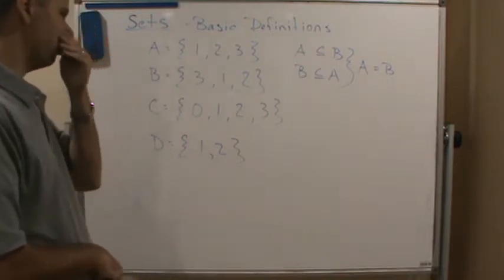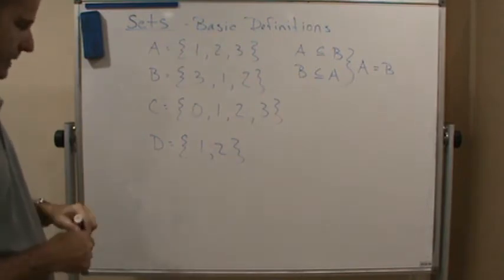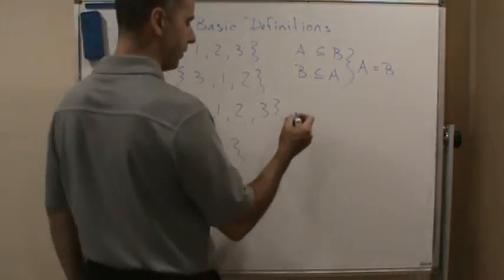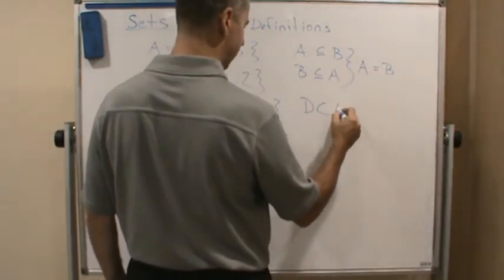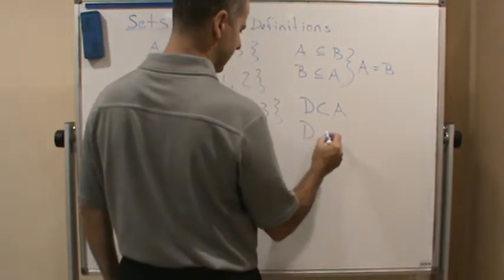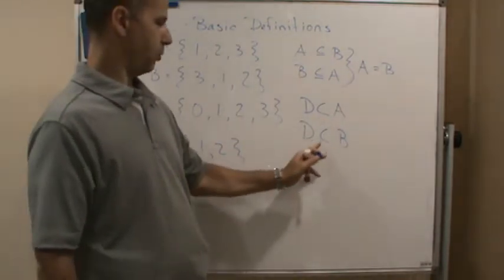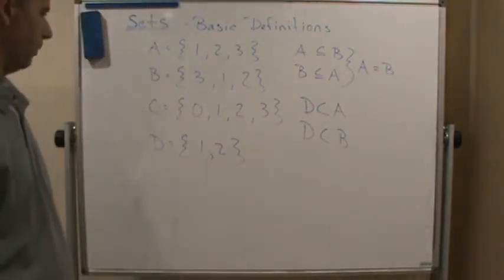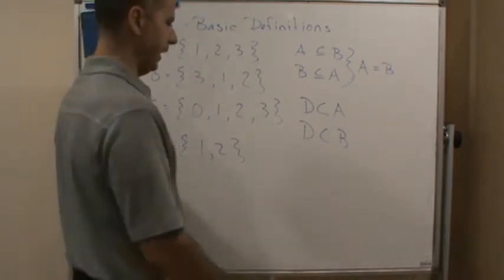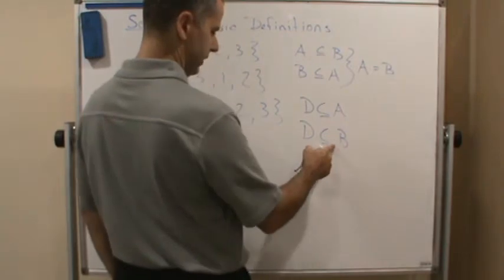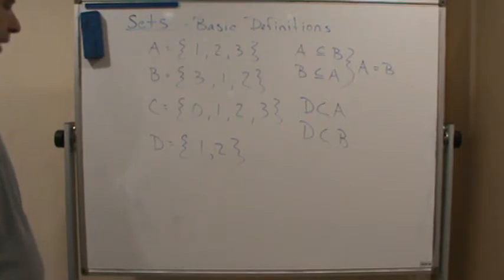Now, what about D? Well, D, we would say, is contained, but now it's a proper subset, so we would say D is a subset of A. We would also say D is a subset of B, right? We would say it's a proper subset. But again, if you wrote it, it wouldn't really matter whether you wrote the equal sign. Still, you're saying subset.